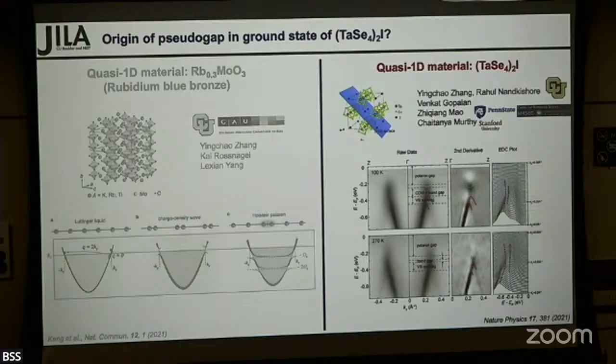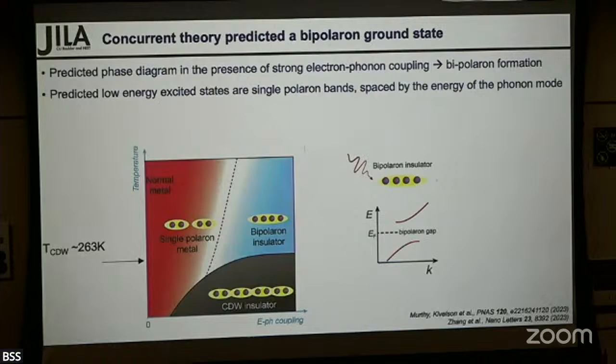And we lucked out that just when we were studying this TSI material, Steve Kivelson's group did a theory paper that predicted this sort of phase space for this type of material, that it should be a charge density wave insulator. This is just a general class of materials. If you have strong electron phonon coupling and heat it up, it would go to a bipolaron insulator. And if you heat it up still further, you would have a single polaron.